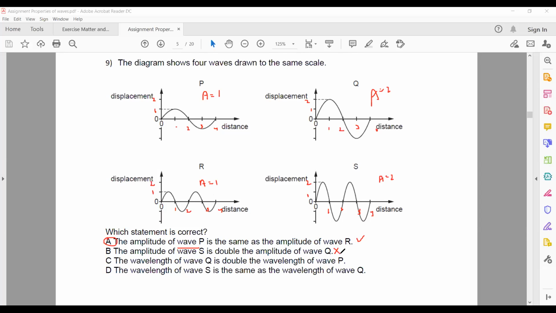I'm just discussing why. The wavelength of Q is double the wavelength of P. What is the wavelength of Q? It's 4. And what's the wavelength of P? That's also 4. So actually both have the same wavelength. The wavelength of S is the same as Q. The wavelength of S is 2 and Q is 4, so that's not correct.